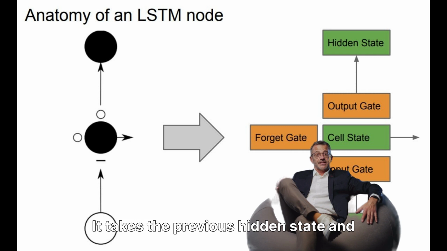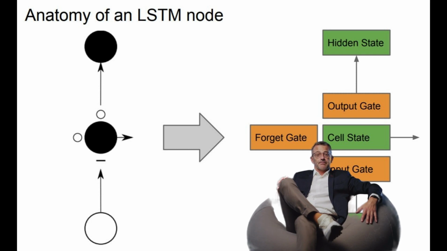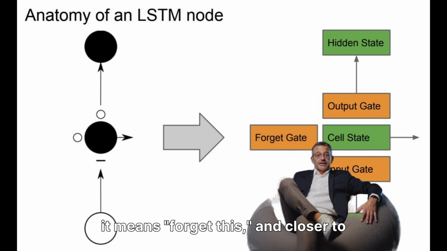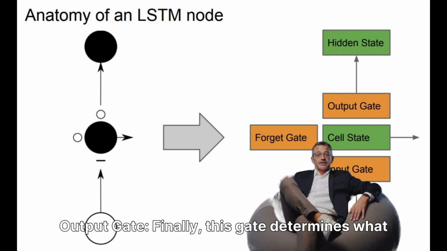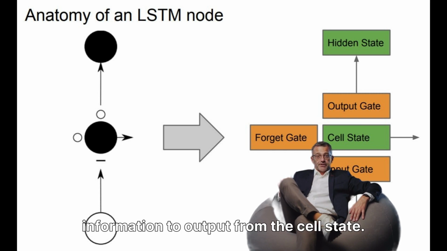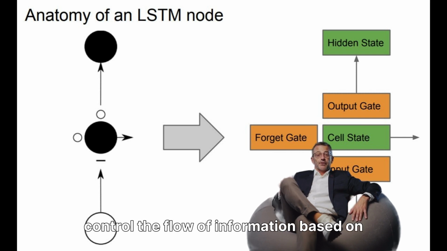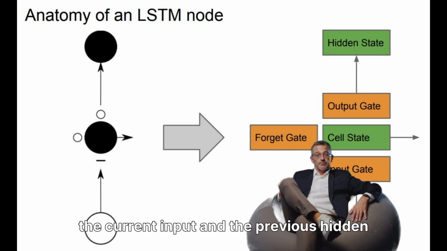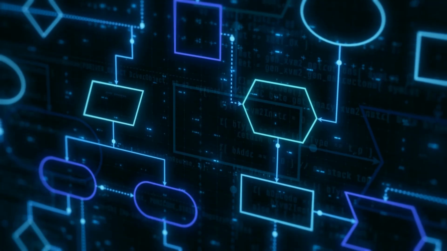2. Forget gate. This component decides what information to discard from the cell state. It takes the previous hidden state and the current input, runs them through a sigmoid function, and outputs a value between 0 and 1. If the output is closer to 0, it means forget this, and closer to 1 means keep this. 3. Output gate. Finally, this gate determines what information to output from the cell state. It also uses a sigmoid function to control the flow of information based on the current input and the previous hidden state.